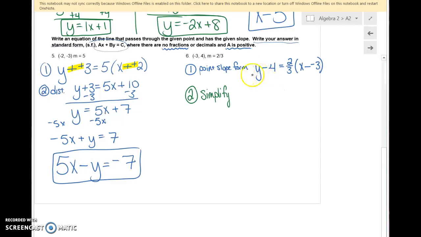So here's my point slope form. Y minus 4 equals 2/3 times x minus a negative 3. Now the minus a negative becomes a positive. So distribute, and this is where the fraction keys on your calculator can be very, very helpful. If you have a graphing calculator, just put 2/3 in parentheses. So 2/3 x, that's no big deal. 2/3 times 3 ends up being 2.